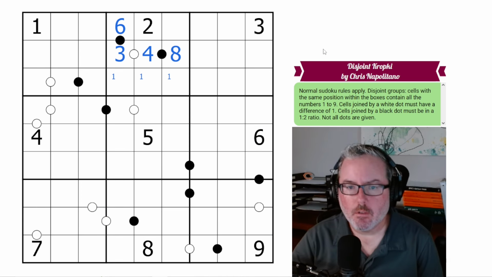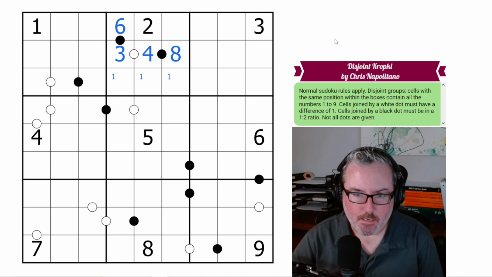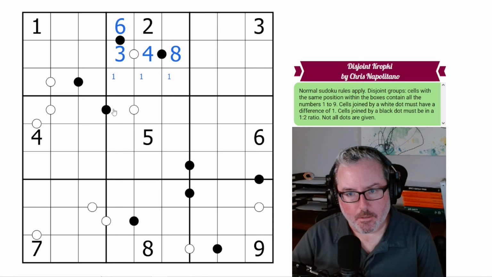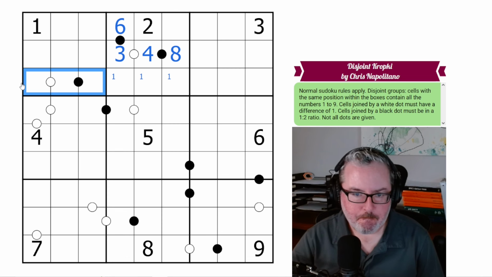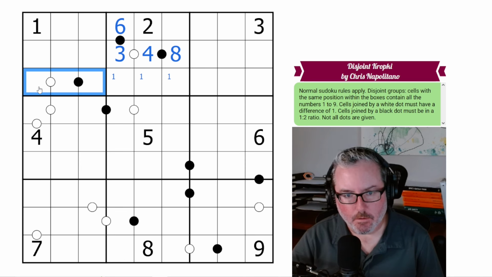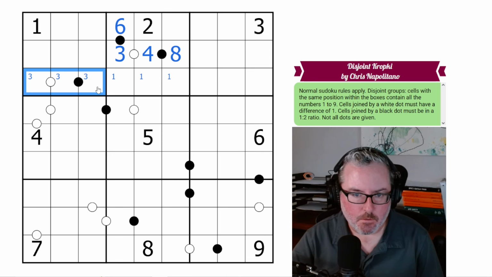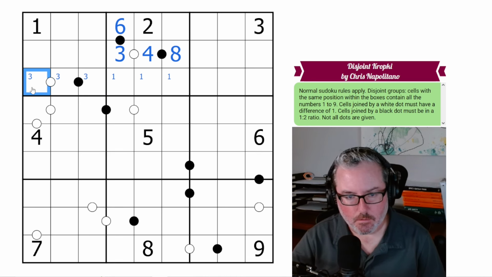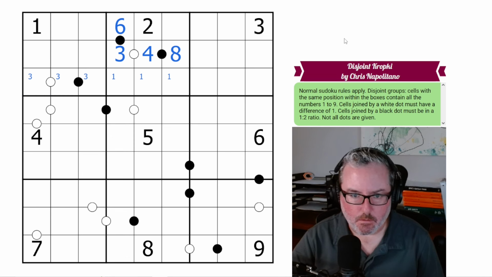Now, that being seen, are we going to go into our 3s, maybe? Because we're looking down in here, we know there has to be a 3 somewhere in here. The problem with that is, we don't necessarily know where it goes. It could be on our black Kropki dot, it could be off of our black Kropki dot. And I don't think we can make a determination there as to which one is correct.